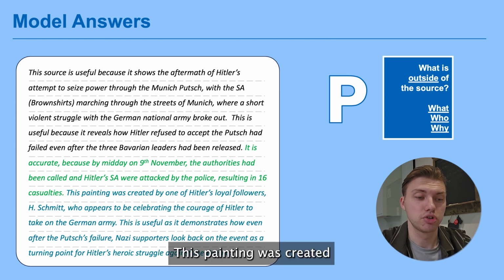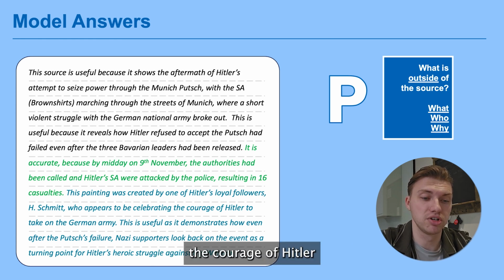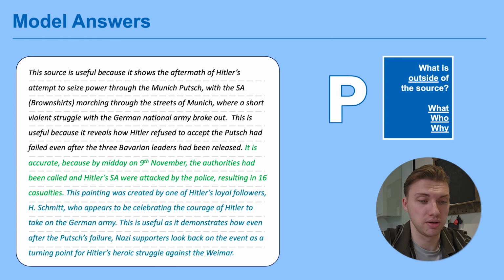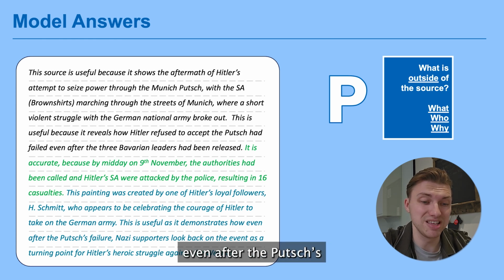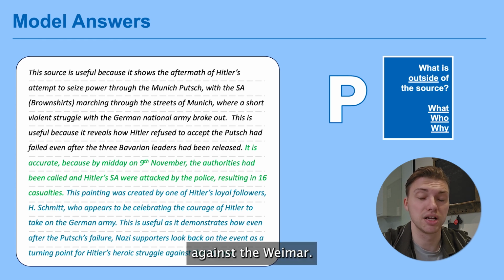This painting was created by one of Hitler's loyal followers, H. Schmidt, who appears to be celebrating the courage of Hitler to take on the German army. This is useful as it demonstrates how even after the putsch's failure, Nazi supporters look back on the event as a turning point for Hitler's heroic struggle against the Weimar.